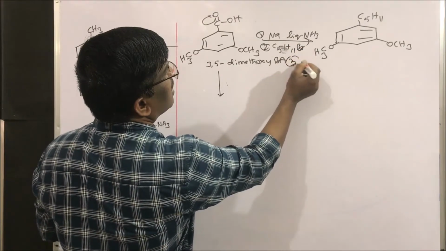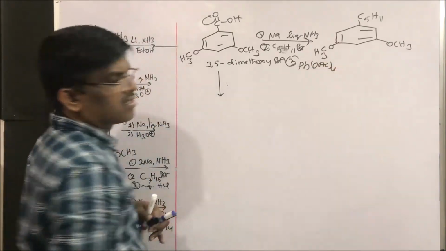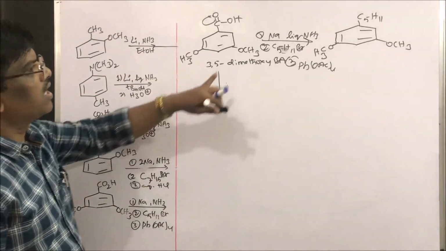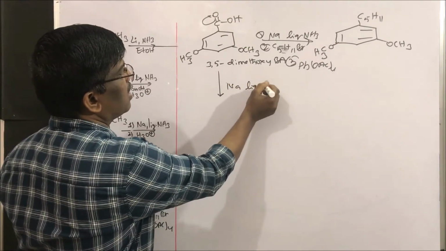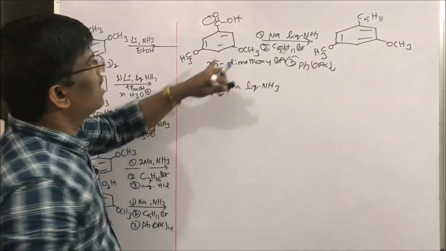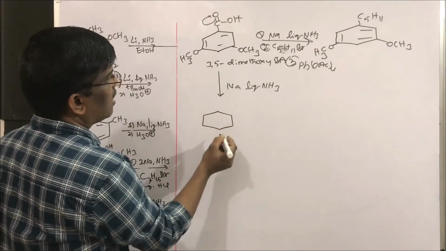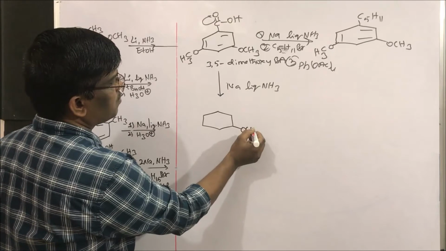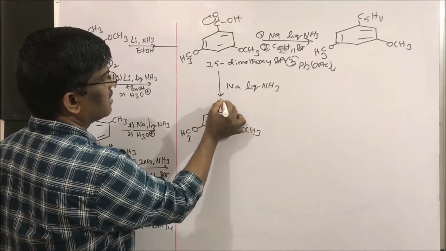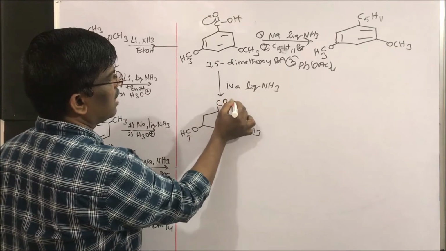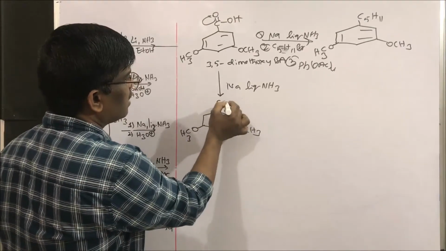Then 3, lead acetate. Lead acetate is an oxidizing agent. So what is happening in the first step? Sodium and liquid ammonia. Let us write. So don't unsatisfy your groups. This is methoxy, and this is CO2H, right?